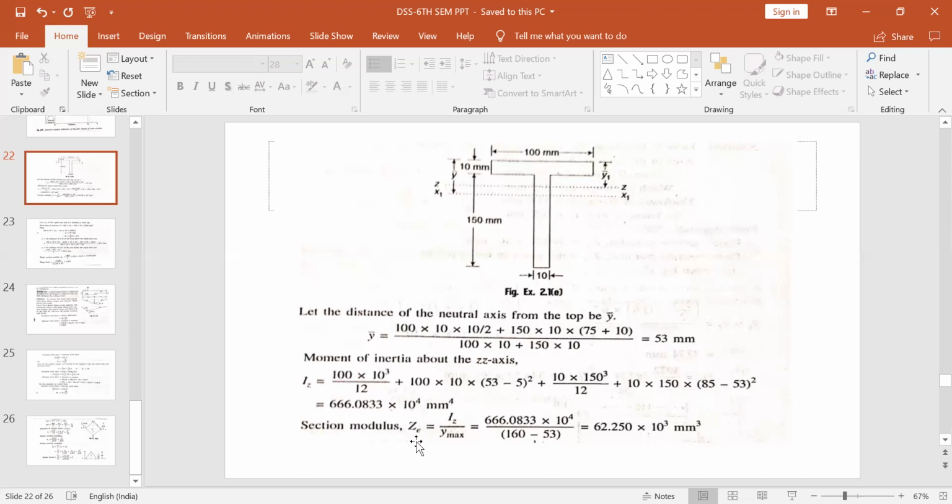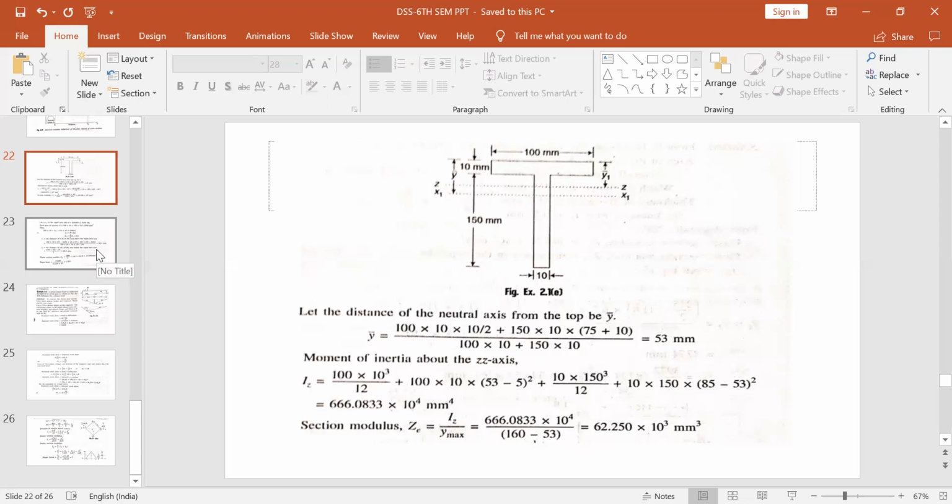So what is the section modulus now? Z equals Izz by y max. Again, it is y max, not y bar. So what is y max? Y max will be from here to here, this distance: 160 minus 53. So you have to take the maximum distance of the neutral axis from either the bottom fiber or the top fiber, whichever is maximum. This distance is less and this distance is more, so obviously you have to take the maximum value. So this gives 62.250 into 10 to the power 3. So now we have found the elastic section modulus.